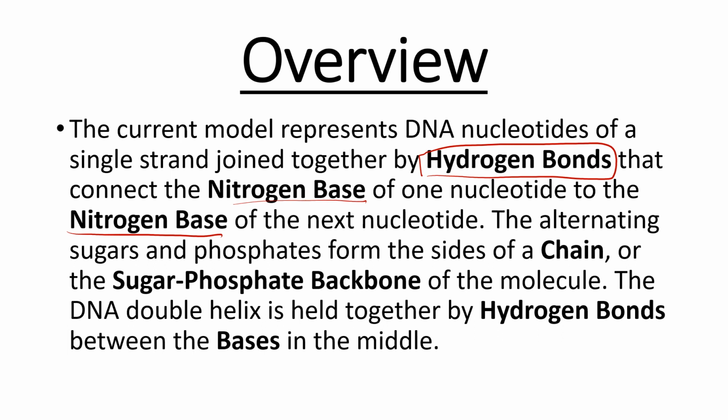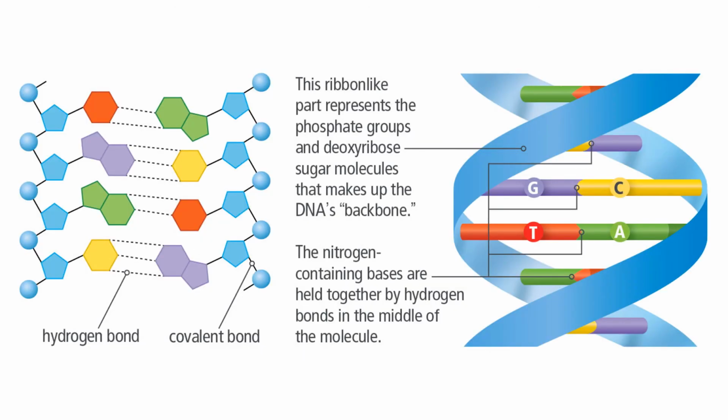The alternating sugars and phosphates form a chain or a sugar phosphate backbone. So that's what the sides of the DNA is held together with. The DNA double helix is held together by hydrogen bonds between bases in the middle. So this is the overall structure of DNA described, and you'll be doing some activities where you're drawing this out as well. This is basically that same exact sentence, but put together into visual images.